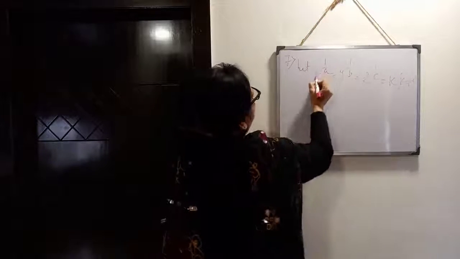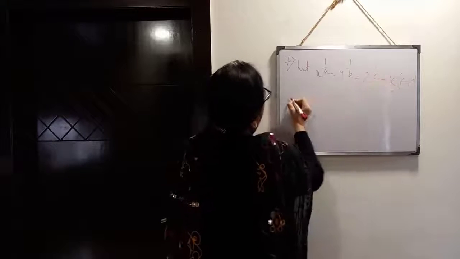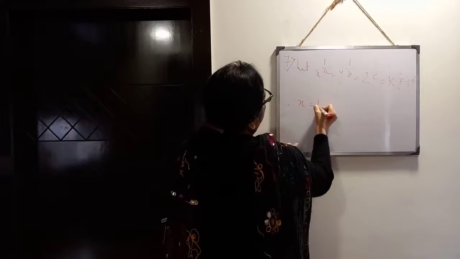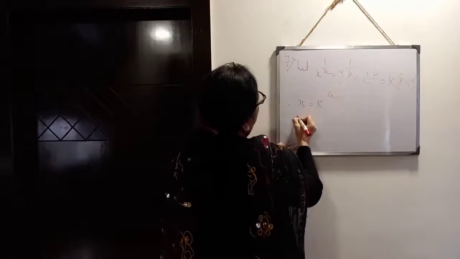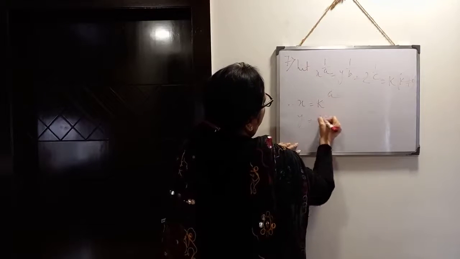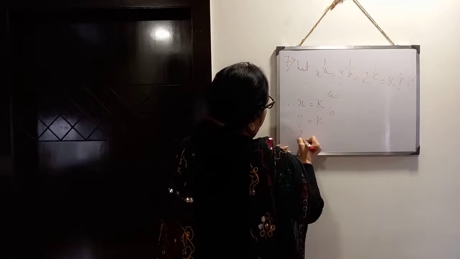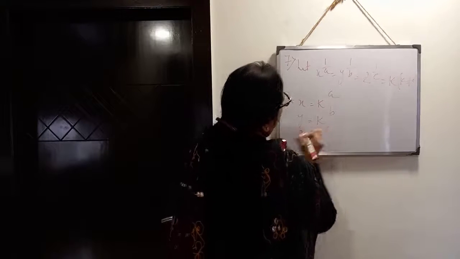Yeah. Now x to the power 1 by a equals k. Therefore from here we can write x equals k to the power a. Similarly y equals k to the power b and z equals k to the power c.